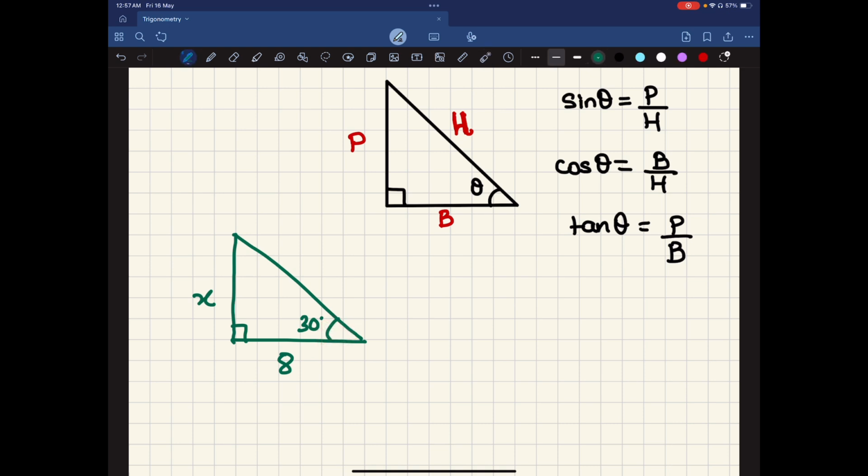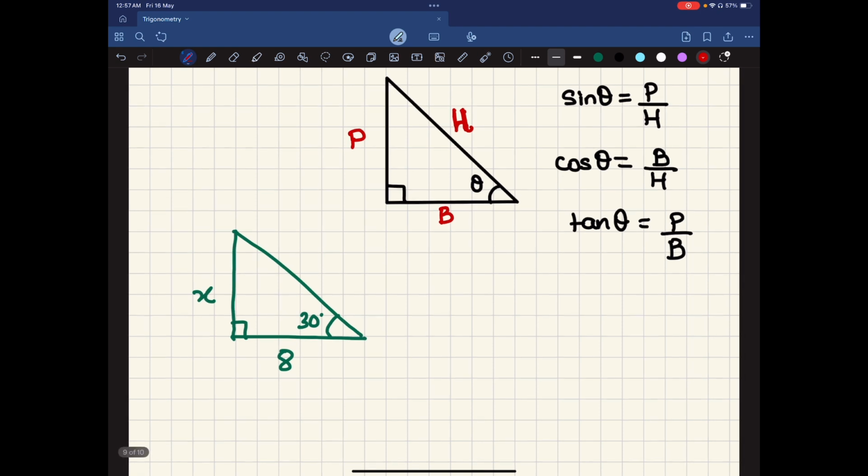So let's begin by labeling the sides of our triangle. The length opposite to the right angle is the hypotenuse, so this is going to be H. The side opposite to the given angle is P, so x is going to be P, and the third side automatically becomes B. Now we need to find x. X is the perpendicular, and what is given to us? Base is given, right? We need to find P, and B is given. So which ratio connects P and B?